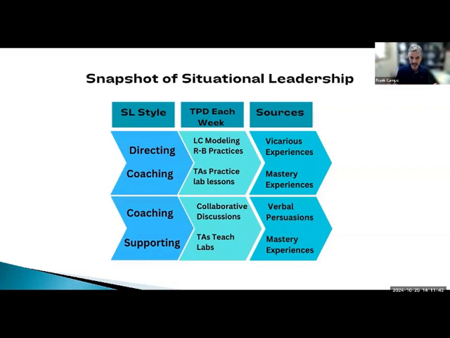I start directing by modeling research-based practices. They can gain vicarious experiences through watching me teach and then asking questions, of course. And then I start coaching. I walk around to each group of students and I start watching how they're practicing each lesson and teaching the lesson to one another and giving them feedback. And that helps them develop some of their first mastery experiences as they practice this each week in the lab meetings.